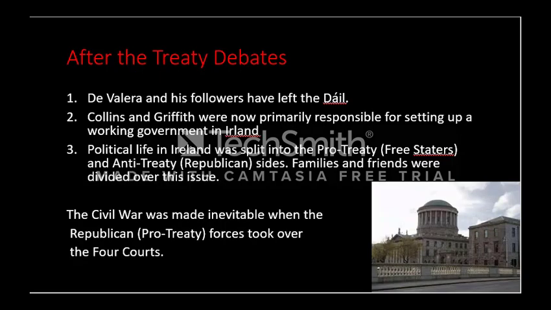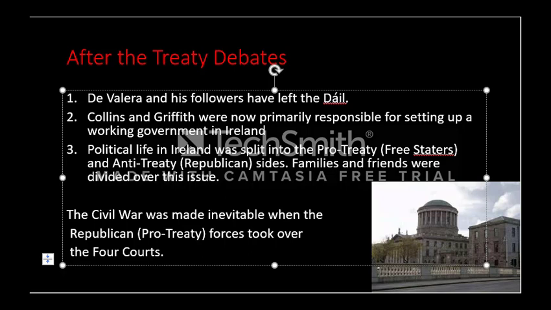Okay, so we talked about the treaty debates before. At this stage we know that De Valera and his followers have now left the Dáil. Michael Collins and Arthur Griffith are now primarily responsible there because De Valera has left as head of government. It's these two gentlemen who take over in his place. Particularly Griffith takes on the role of President of the Executive Council. They are trying to set up a working government in this new Irish Free State. So it's a new country, it needs a working government, there's a lot of work to be done, so these two men are really in charge of that.